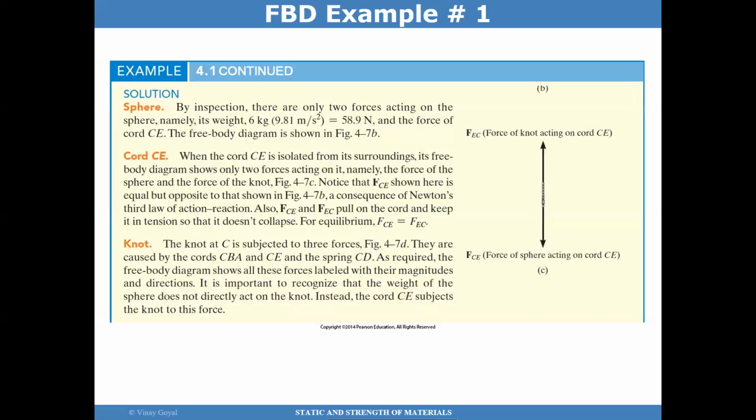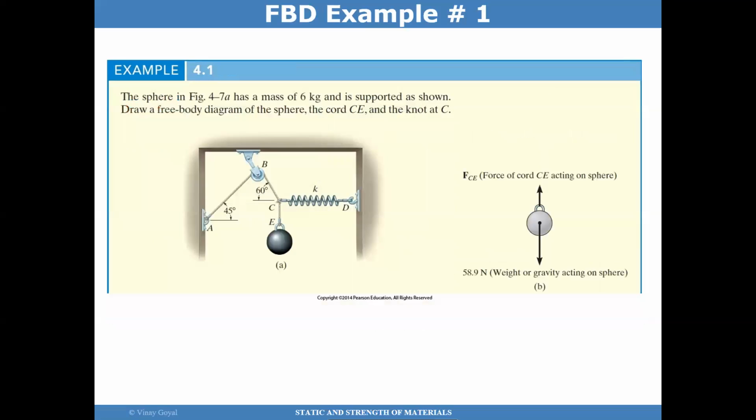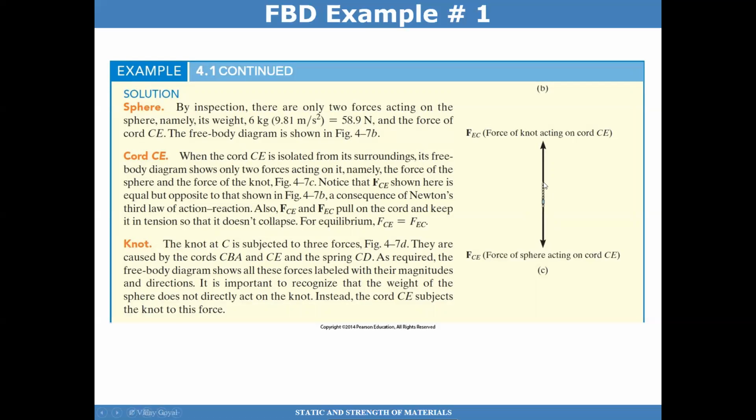In this cord, if I were to do a cut right here and then right here, just above the sphere and just below the knot, I have basically part of the cord, and I have the force FCE, the force of the sphere acting on the cord, and then I have FEC for the force of the knot acting on the cord CE. So that's a very simple free body diagram for this particular point.